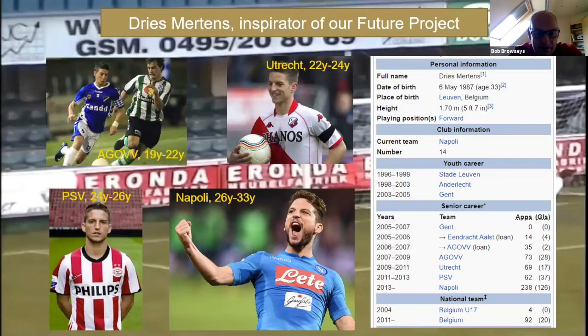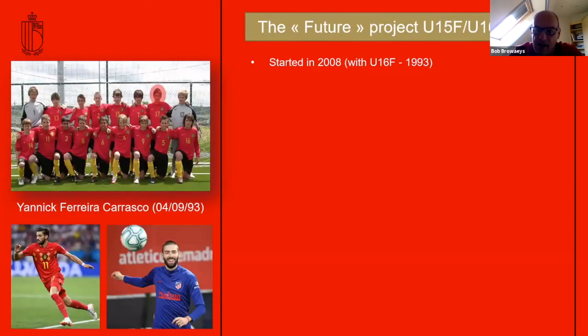When you see the career of Dries Mertens, you see that in 2004, he had 4 selections with the under-17 team. I was then coach, and I saw Dries as a very, very talented player. But we prepared also our European Championship, and it was impossible to play with Dries, because with Dries it was impossible to perform and even to win games. And watch, he must wait until 24, when he was 24 years old, to play for the first time for the Belgian A team. So this means we had to think about changing a little bit our system of youth development also. And we started then in 2008 with the future project with our national youth teams.